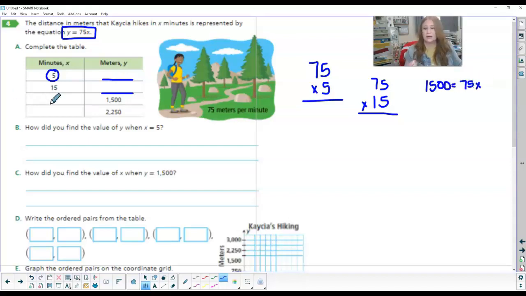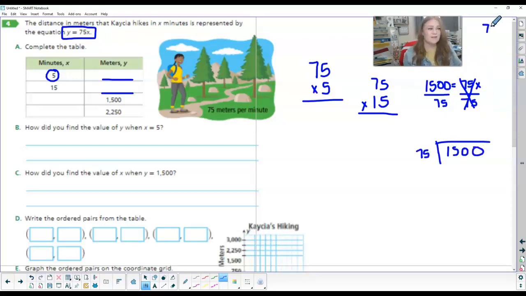Now we're looking for X, so we want X by itself. We've done these before. This means 75 times groups of X, so we want to undo it with the opposite, which is division. 75 divided by 75 is 1, so we have 1 X left. And now we need to divide by 75 over here. So 1,500 divided by 75.